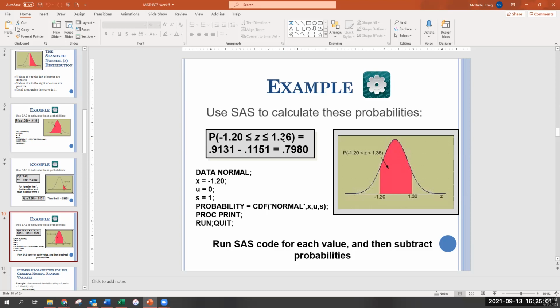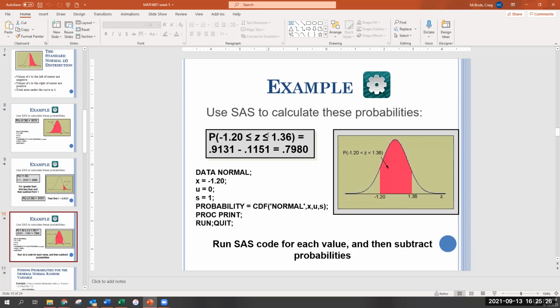It could be any combination, just as long as the number on the left is smaller than the number on the right, because otherwise this wouldn't make sense, right? How could something be bigger than, let's say, positive 1, and smaller than negative 2? You're like, wait, that's impossible, right? So they always have to go smaller number on the left, bigger number on the right.